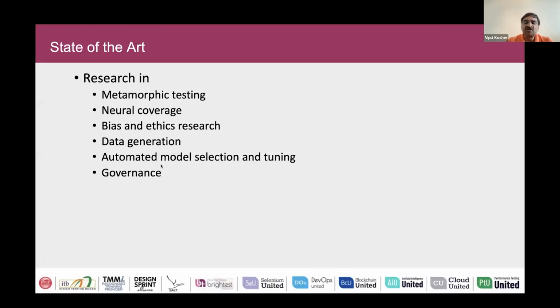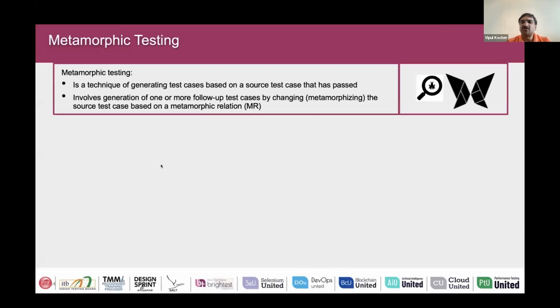Data is never enough. So a lot of tools are coming up which use AI to generate data, both for non-AI systems and AI systems. And this is something that you should be looking at. And some more research in governance and so on. Now let's quickly take a look at types of tests that are done.